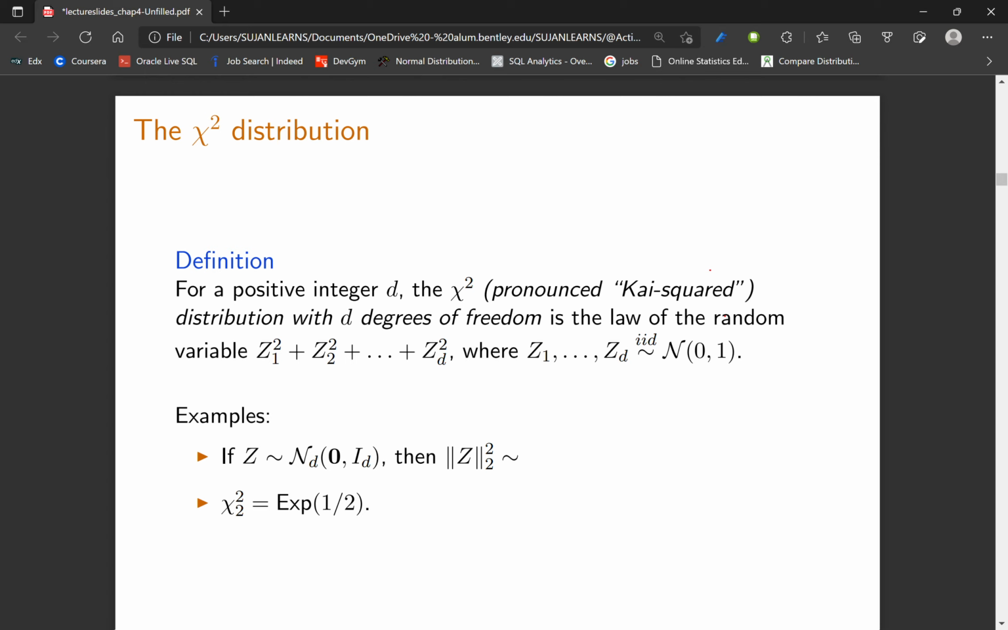So let's get started. We know the Gaussian is indexed by two parameters. One is mean and one is variance. But the chi-square distribution is indexed by only one parameter, which is an integer, and this parameter is called degree of freedom.